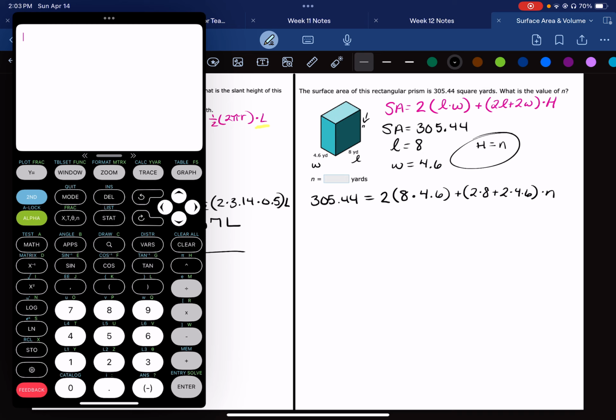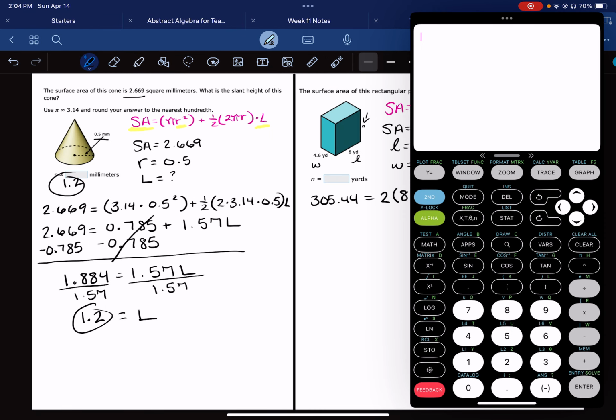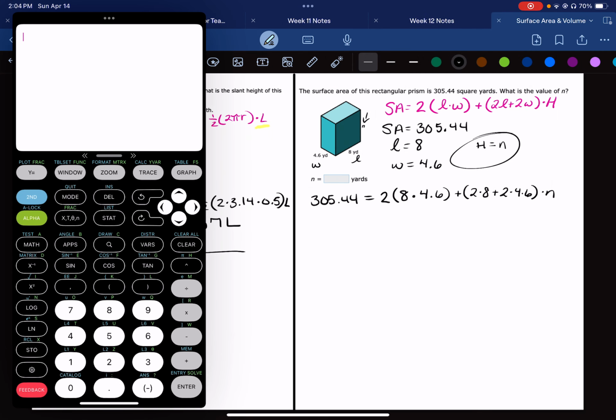If you watched the last video on the cone, you'll see that this is set up almost identically. We're dealing with some number on the left being equal to something plus something times n. This is a two-step equation, just like last time. So let's go ahead and simplify this piece by piece.